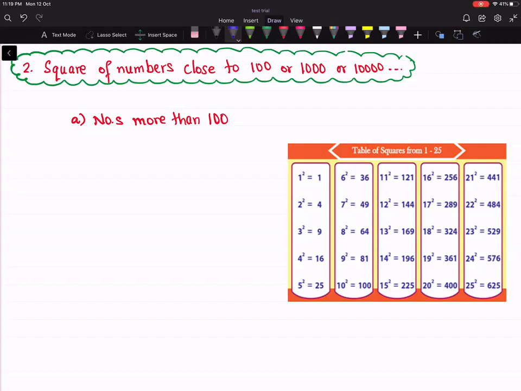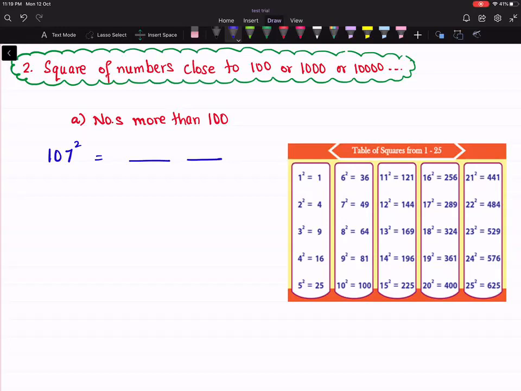So I've divided into a few categories. First is numbers more than 100. So if the number is 100 up to 125, how to find the squares? So if the number is, let's say, 107 square, okay, so 107 is how much bigger than base 100? That is 7 bigger. So this will again be divided into two parts.